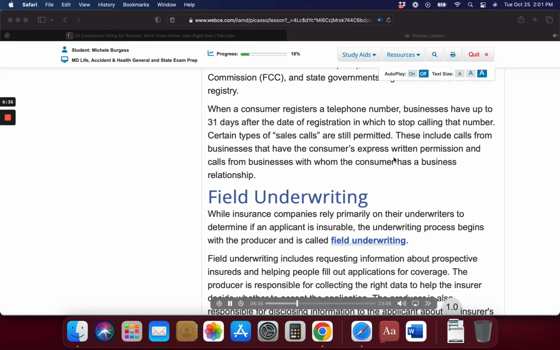Certain types of sales calls are still permitted. These include calls from businesses that have the consumer's express written permission and calls from businesses with whom the consumer has a business relationship.